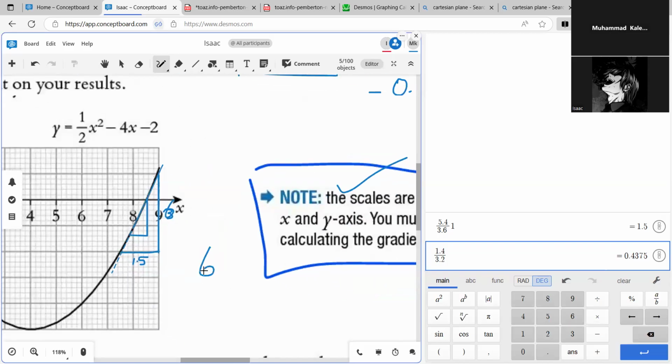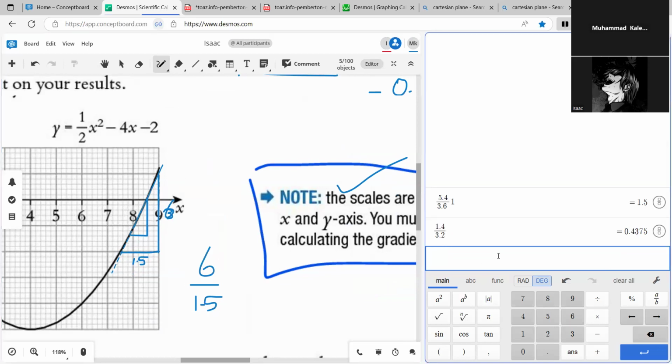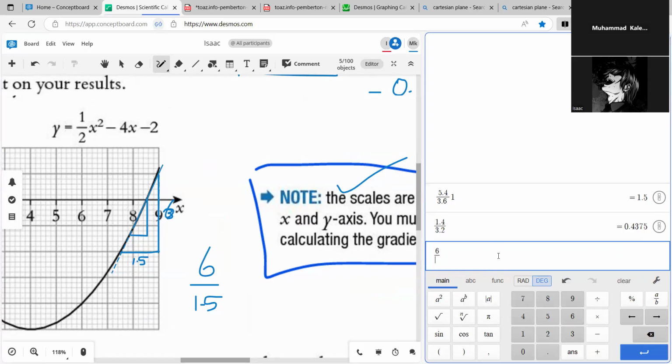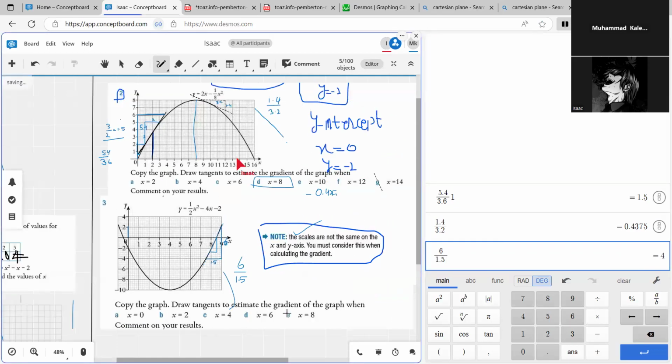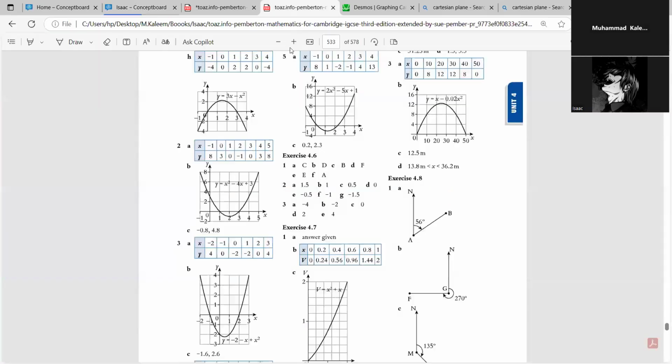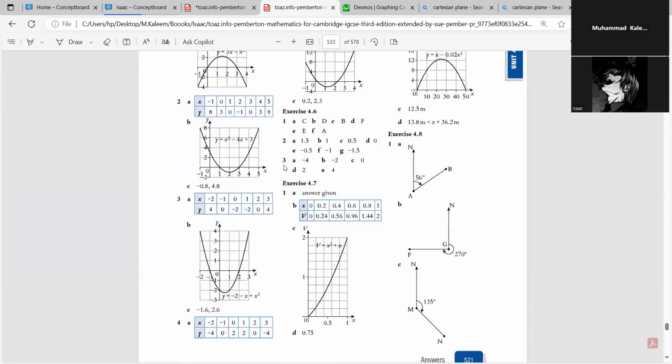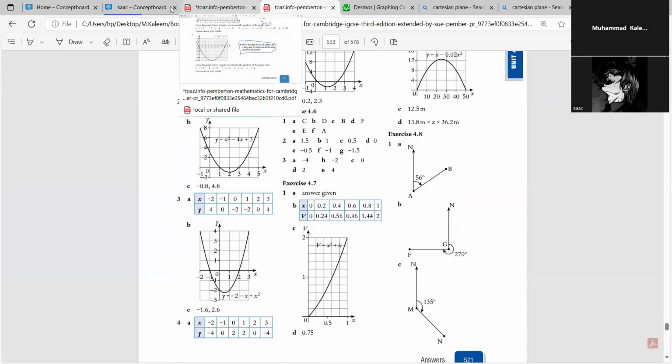So we have to divide 6 by 1.5. That will be our gradient. Always take the vertical in the numerator and the horizontal distance in the denominator. 6 divided by 1.5, so the answer is 4. So here the gradient is positive 4 for part E of question number 3. Let's check it out. Question number 3E, it's 4. Exact answer. So even if we get a little bit of change, it's okay.